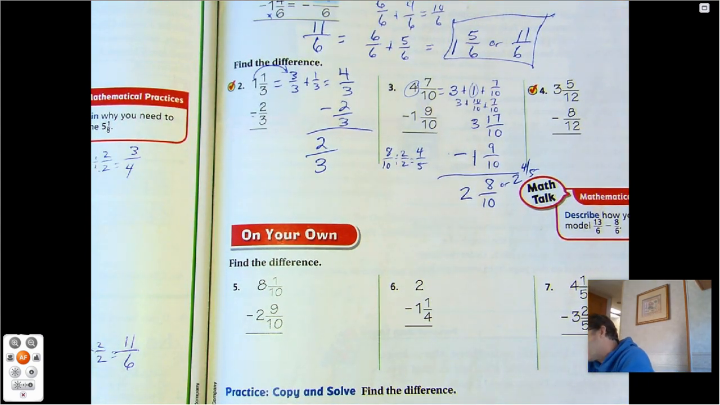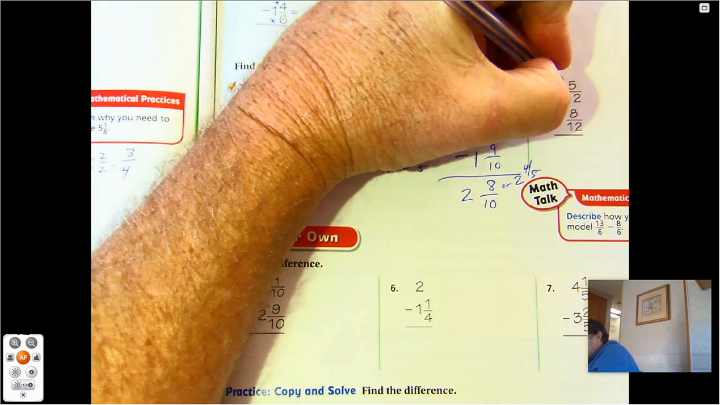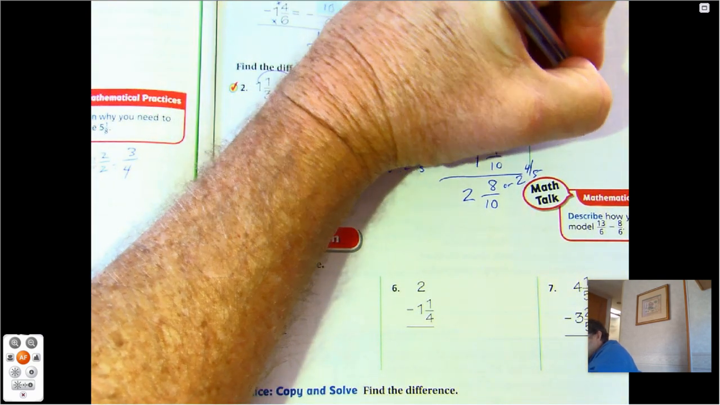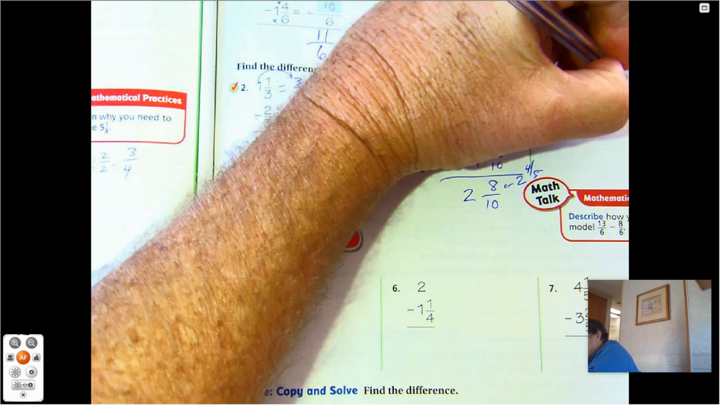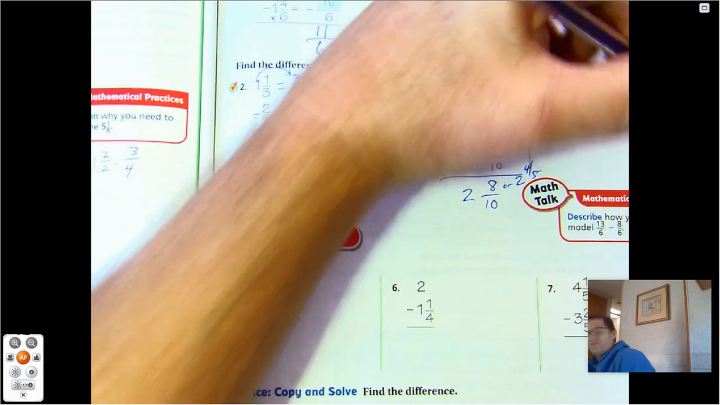Number 4, 5/12 take away 8/12. I can't do that. So I'm going to have to rename the 3 as 2 plus 1 plus 5/12.